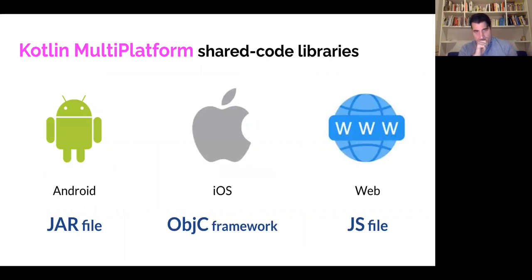So our Kotlin Multiplatform shared code has the form, in Android, of a jar file, which is a typical Android file. In iOS, it has the form of an Objective-C framework. And on the web, a JavaScript library, a JavaScript file.